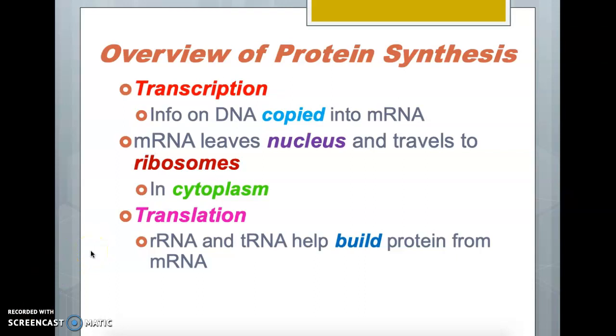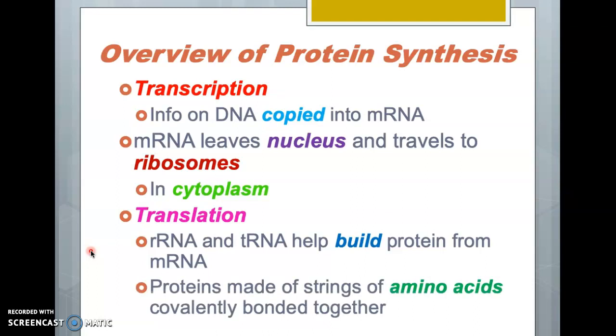So with translation, you've got to have all 3 of those to keep things moving. So a protein is basically just a string of amino acids that are covalently bonded together. And keep in mind that whenever you're building a molecule, you are going to put molecules together using dehydration synthesis. Don't let the dehydration part of it fool you. That sounds like you're breaking things apart. Synthesis is the thing to key in on. That synthesis means to build something.